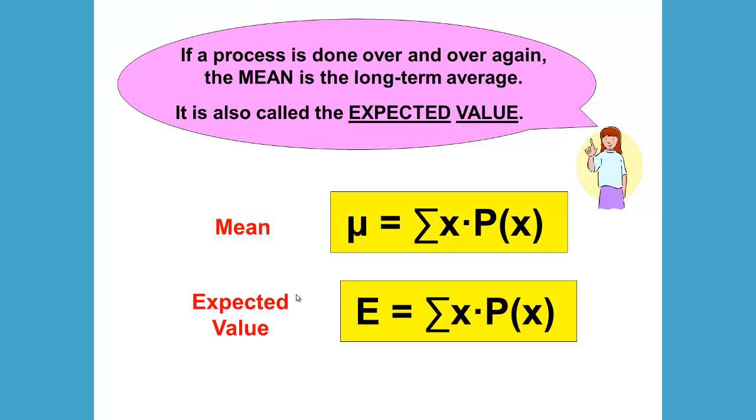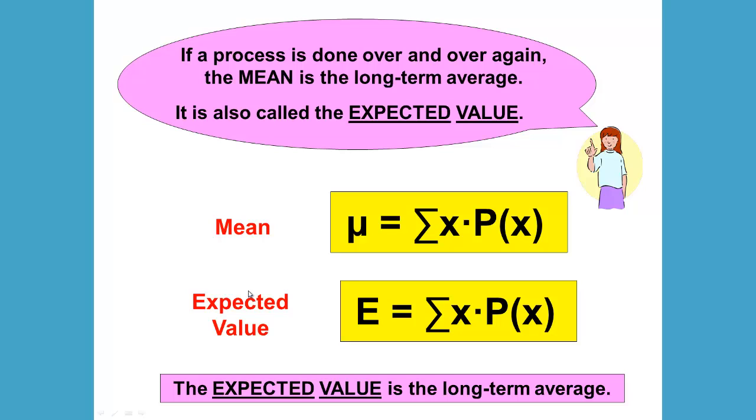So the expected value is E and is equal to the sum of x times p of x. Notice that the only difference here is the name. It is the same formula. The expected value is simply the long-term average, and if our process is done over and over again, the mean is the long-term average and therefore the expected value.